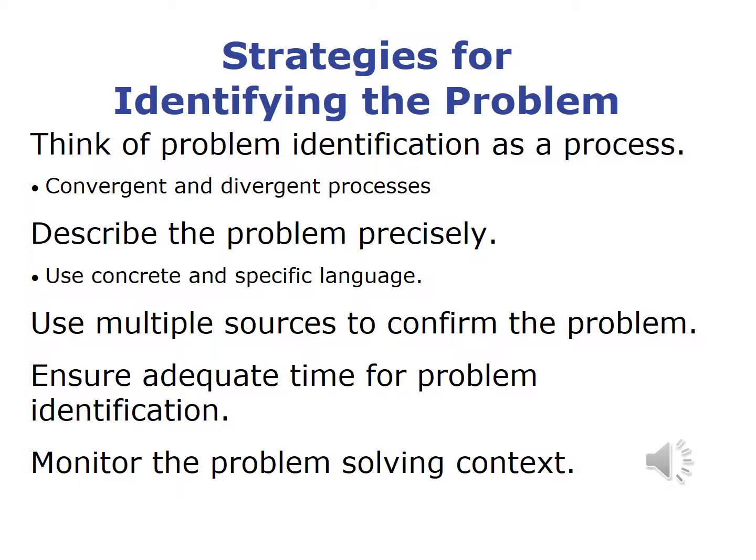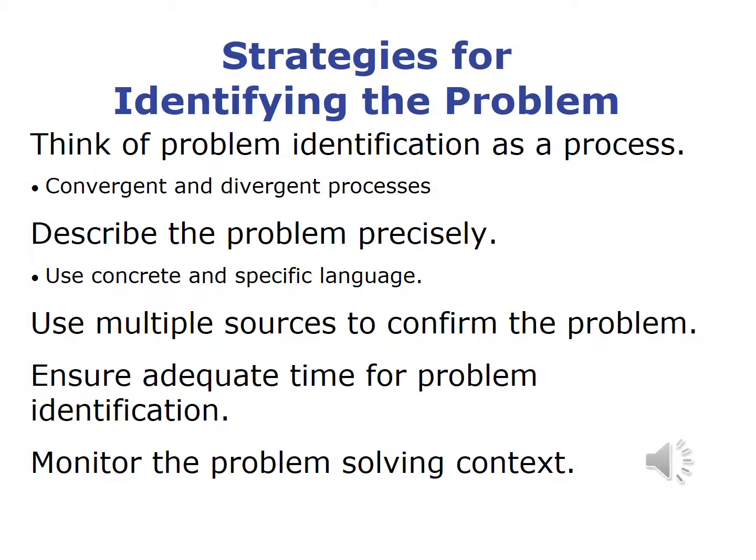There are strategies that can be incorporated when identifying a problem. First, think of the problem identification as a process. It can be convergent or divergent. In a convergent process, we focus on rapidly narrowing the problem description. This often occurs in schools and is not always efficient. By narrowing the focus too soon, we may miss potential solutions. In a divergent process, we explore possible solutions more thoroughly.